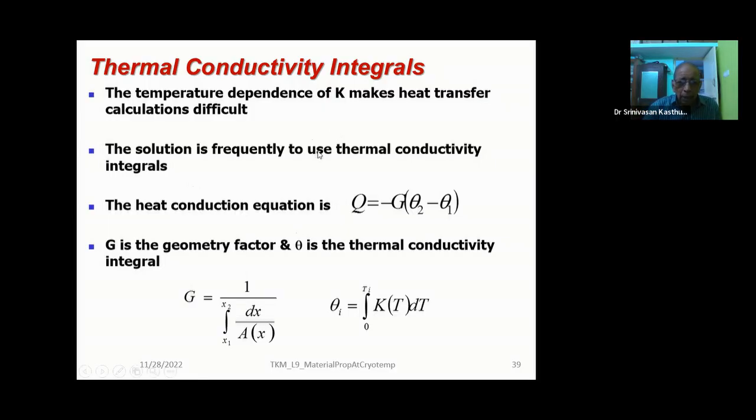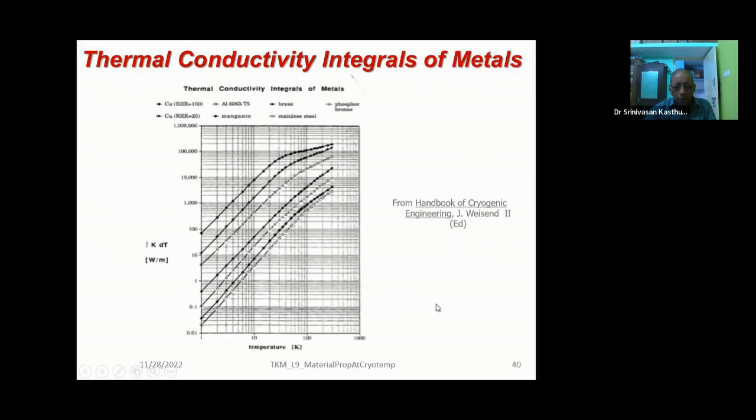So therefore, the heat conduction equation can now be rewritten as Q is equal to minus G into theta 2 minus theta 1. G is actually the geometrical factor. It depends on the area of cross section and the length, and theta represents the thermal conductivity integral. So you can see here the geometrical factor is given by this formula and the thermal conductivity integral value is given by this formula. Theta is equal to integral from 0 to T of K of T into dT, right?